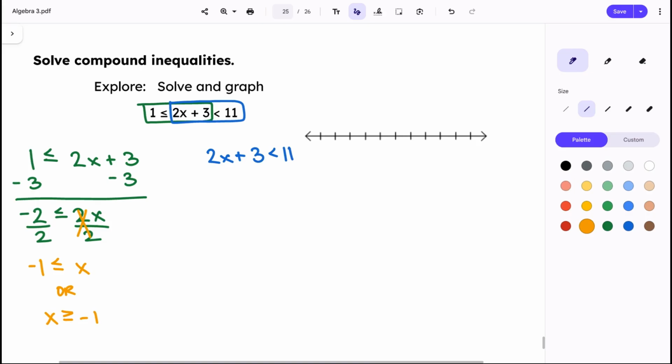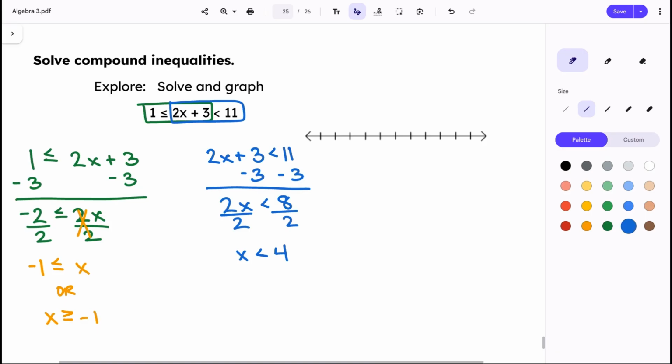Okay, let's go to the other side now. I would start by subtracting 3. What's 11 minus 3? So I have 2x is less than 8. Then we divide by 2 again, and we get x is less than 4.